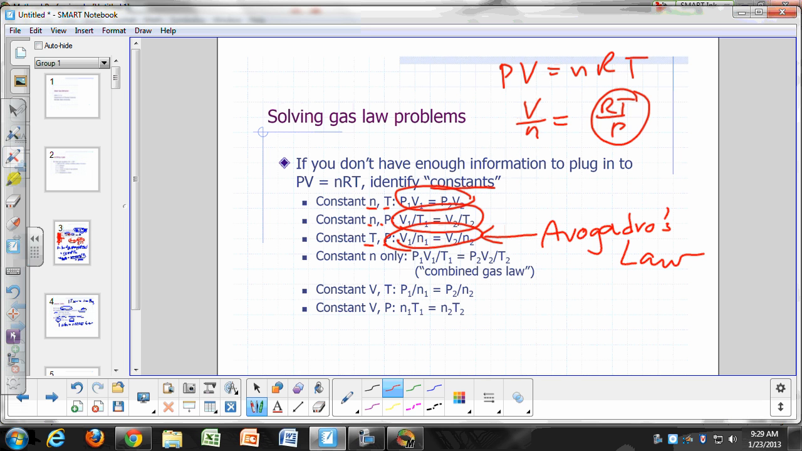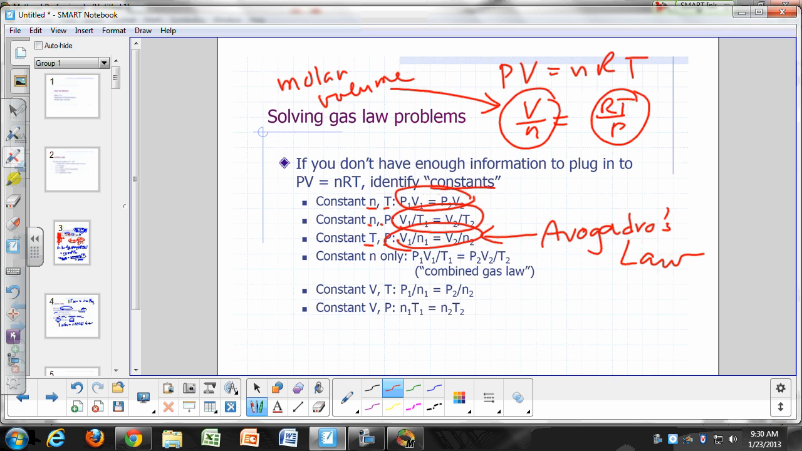Which basically says the molar volume of a gas at a given temperature and pressure is constant. V over n, the ratio of volume to number of moles, is called the molar volume. Any quantity expressed on a per mole basis is called molar whatever. So the molar mass is the mass per mole. Molar volume is volume per mole. So Avogadro's law says if temperature and pressure are constant, then the molar volume of your gas is a constant. Or you can also say that volume is directly proportional to the number of moles.